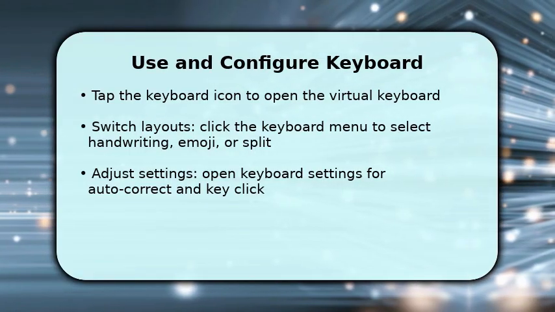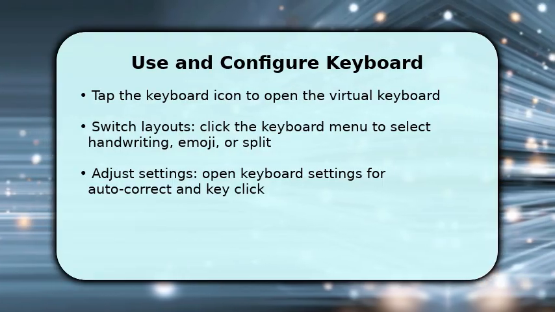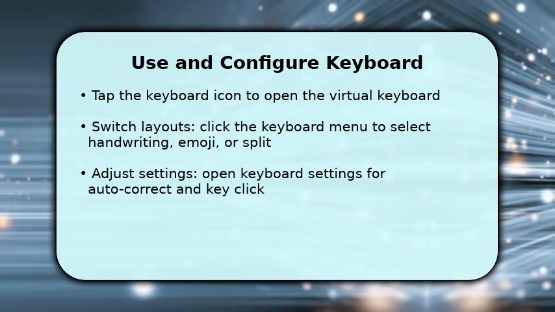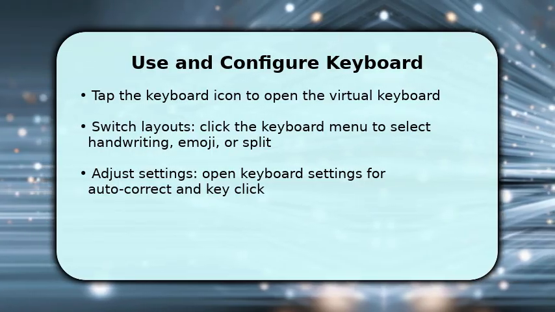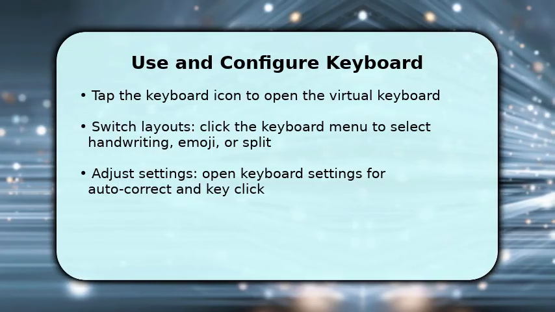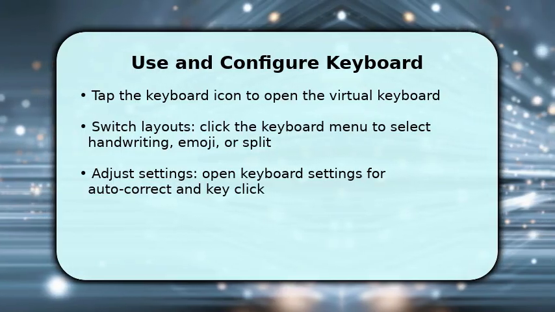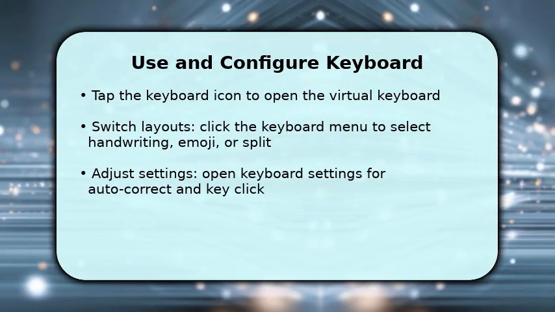To tailor behavior, click the Settings gear or open Typing Settings to enable autocorrect, key click sounds, and suggestions. These changes make typing faster and reduce errors, so experiment briefly until the layout and features match how you type.